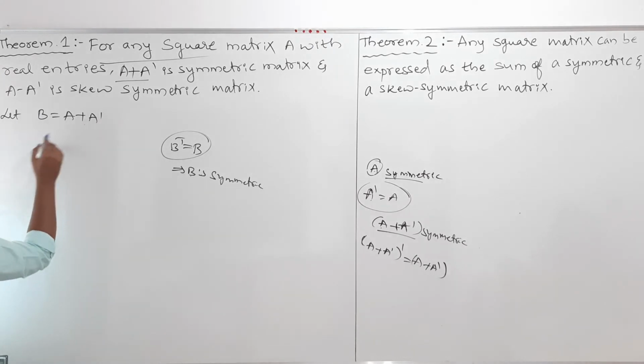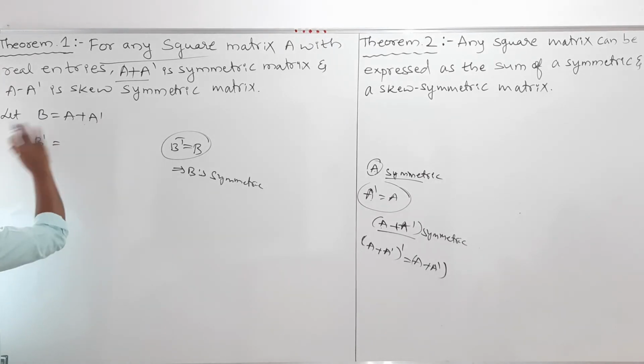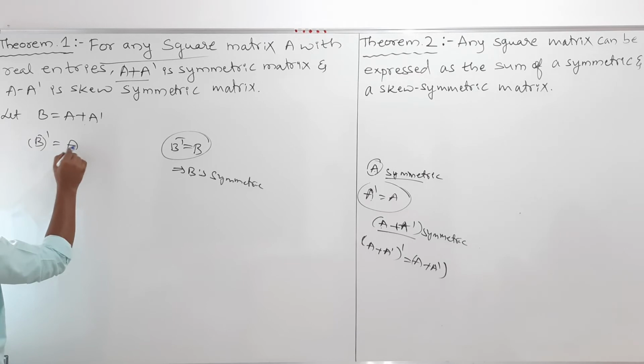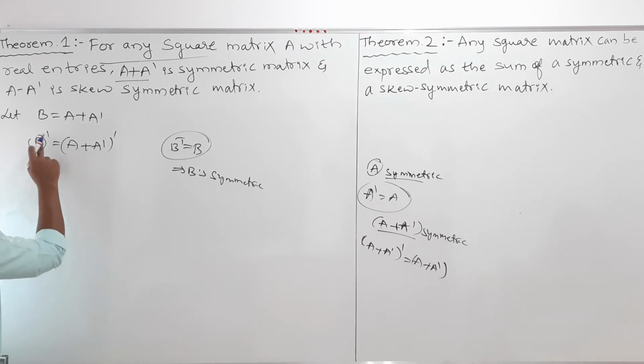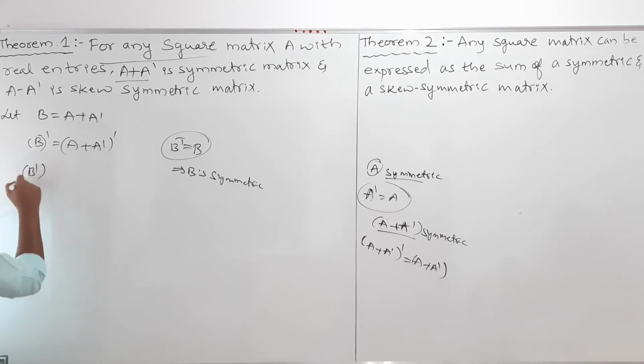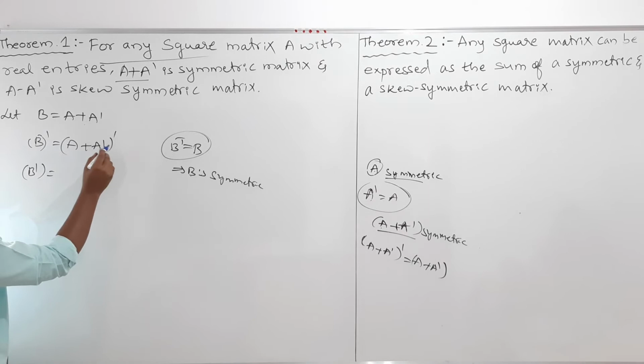So now my dear students, take the B transpose, that is, take the transpose on both sides. Here also I am taking the whole transpose. Both sides I took the transpose. Now my dear students, B transpose is equal to A plus A transpose whole transpose.